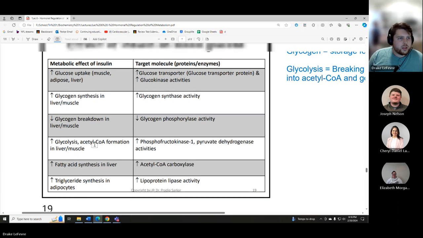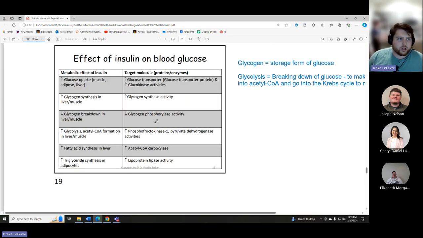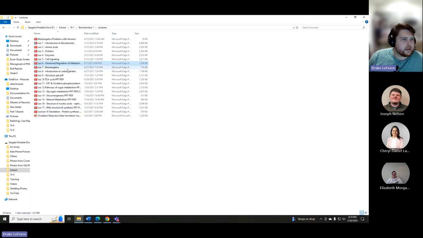Okay. We also have here, so that's glycolysis, getting that acetyl-CoA formation. It will increase our fatty acid synthesis in the liver. So we take the glucose molecules and turn them into fatty chains, into fatty acids. And triglyceride synthesis in the adipocytes. Adipocytes are fat cells, fat tissue, adipose tissue, same thing. And we'll make triglycerides.